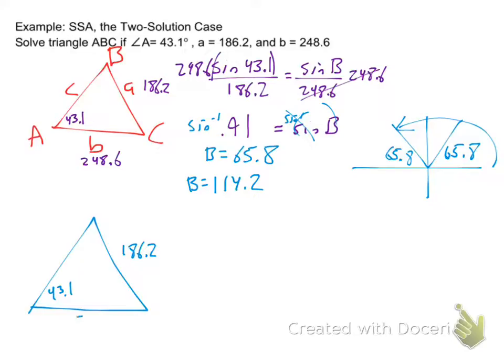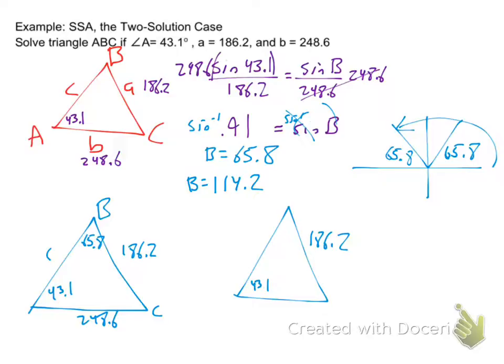186.2, 248.6, 65.8. C and c, we still have to find. This was B we found. Oh, 43.1, 186.2, 248.6. This one now is 114.2. That was B, big C, little c. So now we have to find C and little c 2 times. They're going to both work.